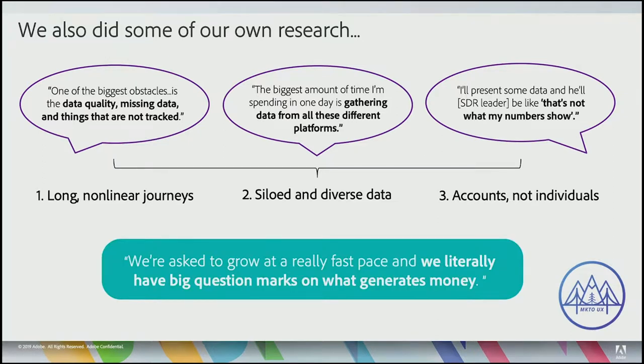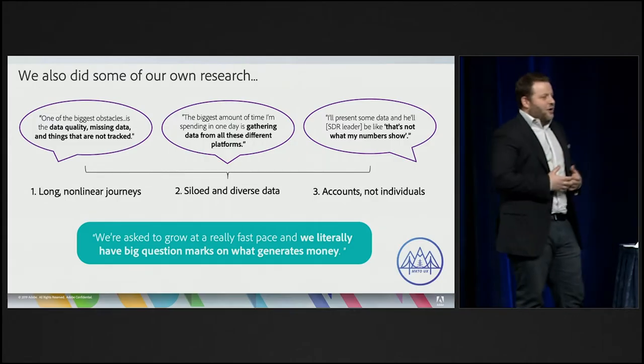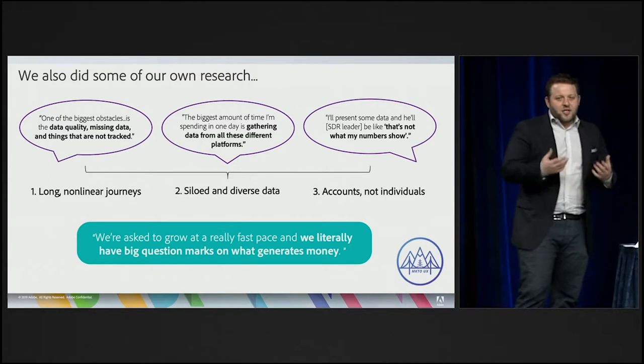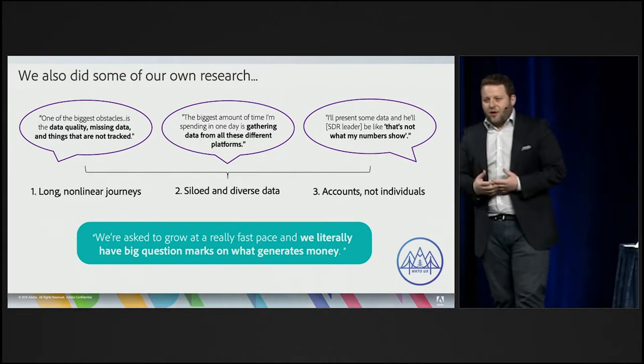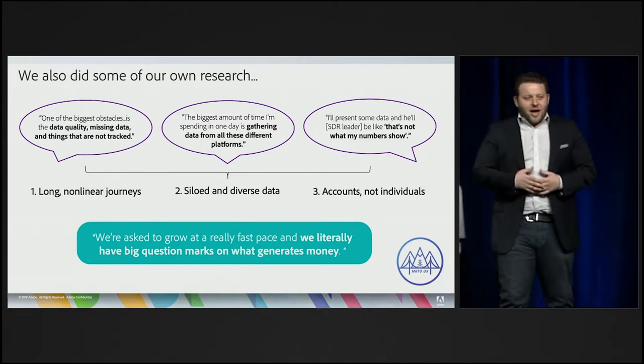I think this last quote here really sums it up, so I'm actually going to read it to you. "We're asked to grow at a really fast pace, and we literally have big question marks on what generates money." This is from a marketer who's asked to grow top-line revenue 20 to 30% and has no idea what is actually driving revenue. That's an impossible challenge to solve. How can you grow something if you don't even know what it is?